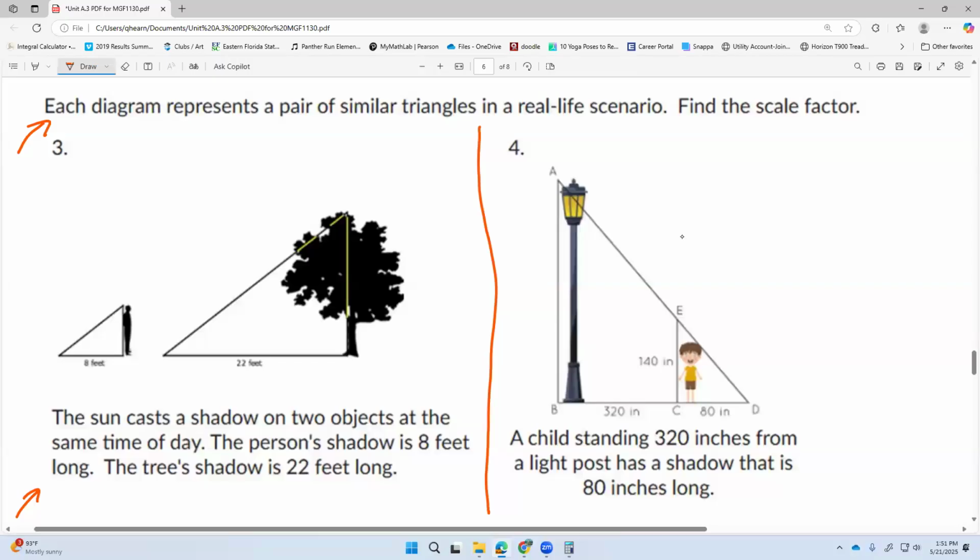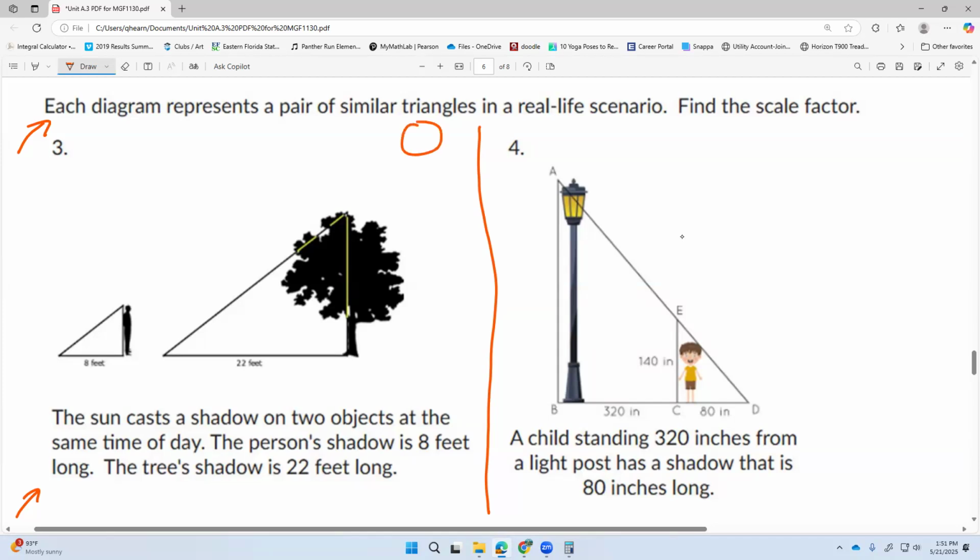So you can see two triangles drawn, one next to a man and one next to a tree. What's going on here? It says the sun casts a shadow on two objects at the same time of day. The person's shadow is 8 feet long. The tree's shadow is 22 feet long.